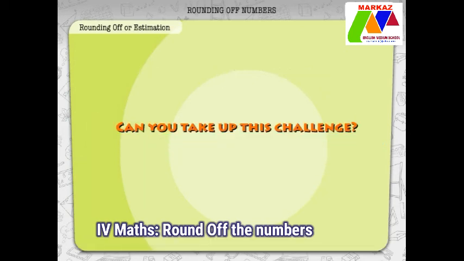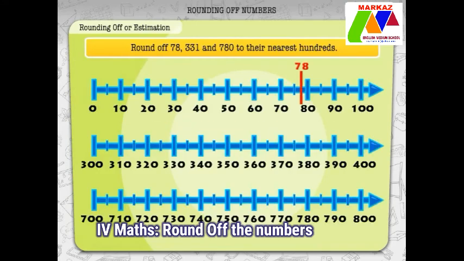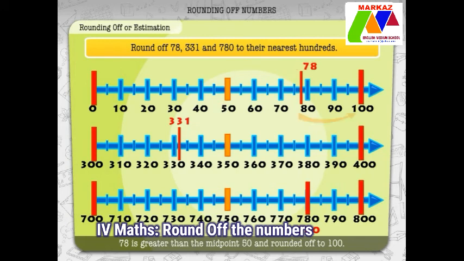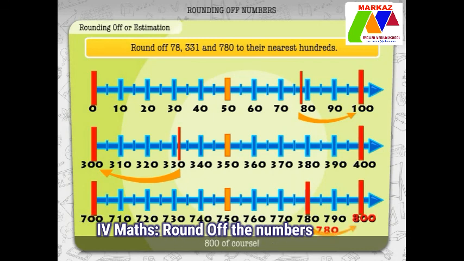Can you take up this challenge? Round off 78, 331 and 780 to their nearest hundreds. The first step is to find the midpoints. 78 is greater than the midpoint 50 and rounded off to 100. Is 331 rounded off to 300 or 400? 300. Yes, it is less than 350. Is 780 rounded off to 700 or 800? 800, of course. It is greater than 750.